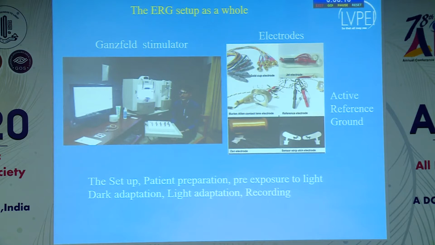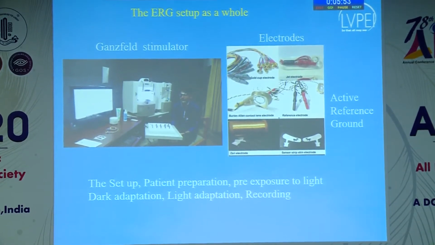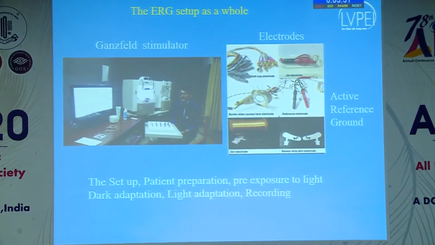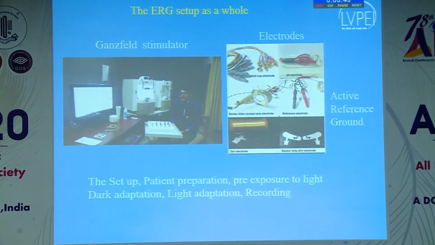it's the interpreter's or the technician's choice whether to start with scotopic or photopic. So basically these tests are done during dark as well as light conditions, with a dark adaptation period of at least 20 minutes and a light adaptation period of around 10 minutes. So we usually start with dark adaptation followed by the recording in the dark phase, then light adaptation and recording in the light phase.